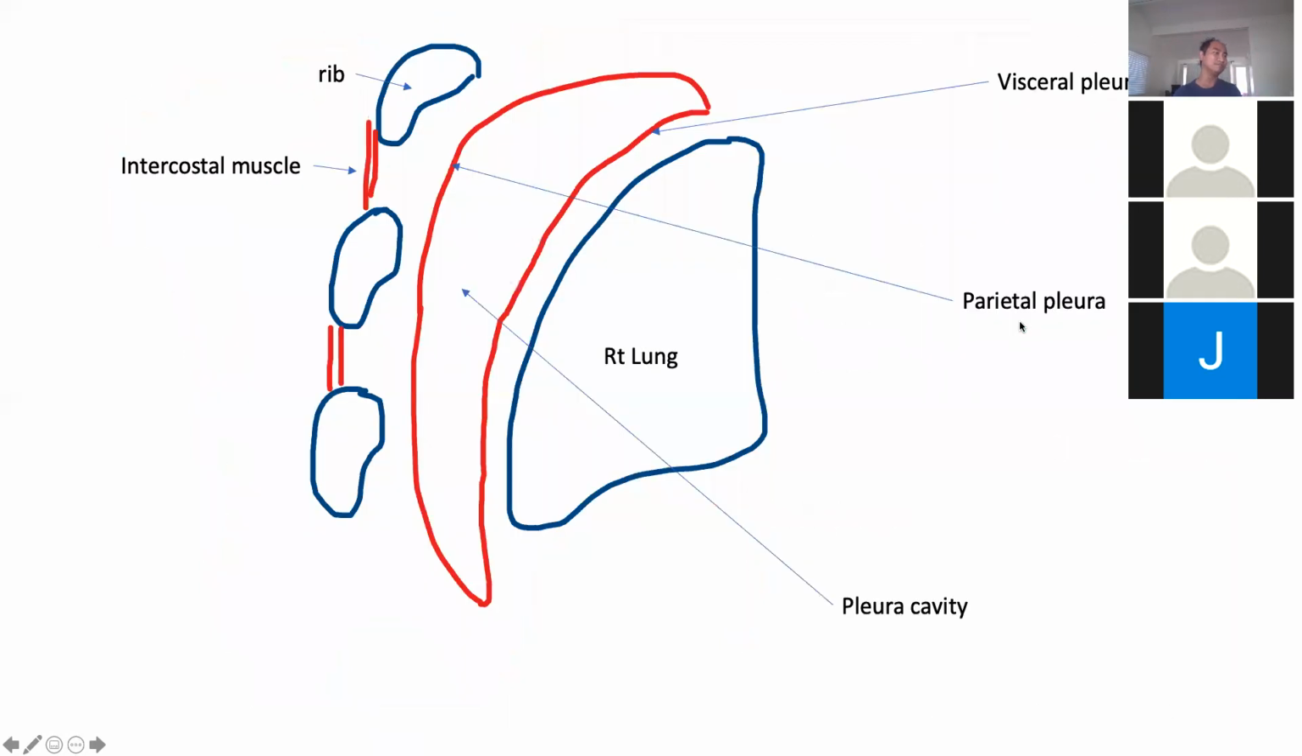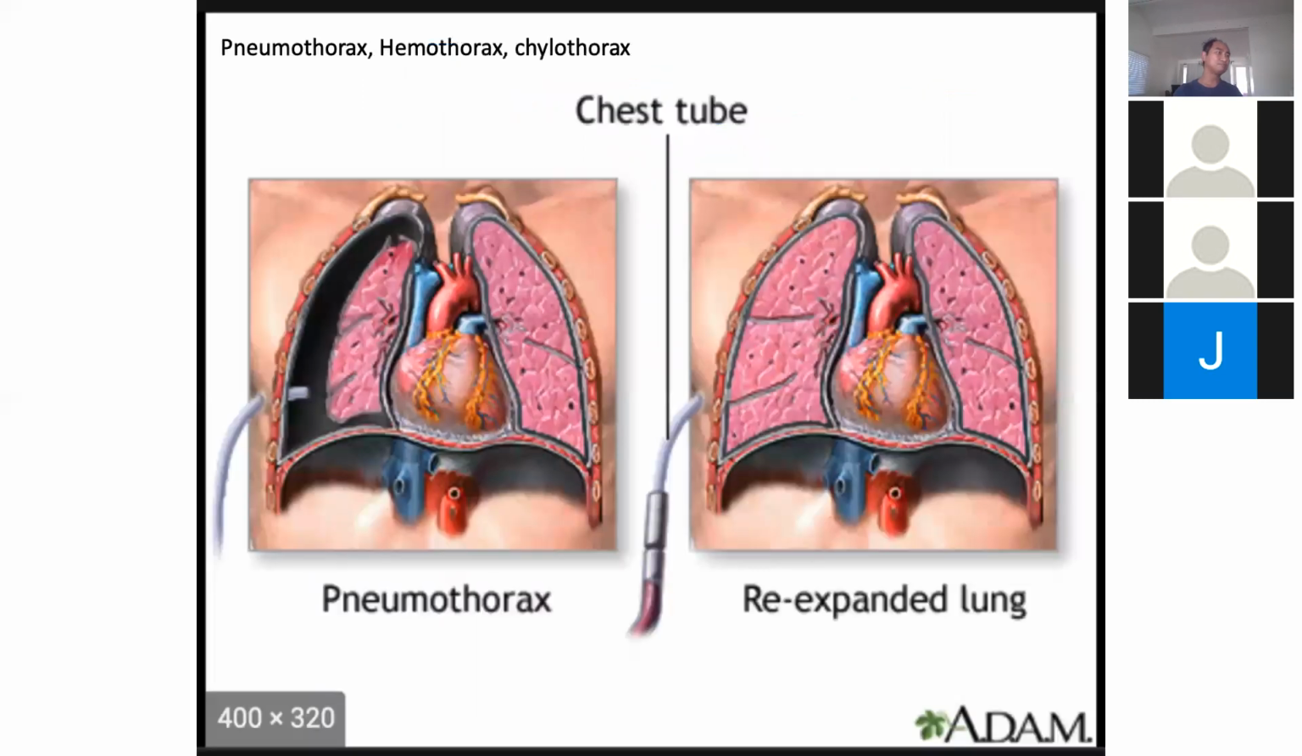Okay, let's move on. So that is the ribs, intercostal muscle. This is the lung substance itself. I'm just exaggerating. This is the visceral pleura, which is stuck on the lung, and parietal pleura, which is stuck on the thoracic wall. This space is called the pleural cavity. It is just a potential space. It is not open like this. I'm just exaggerating with the diagram.